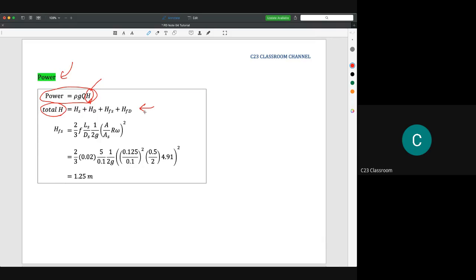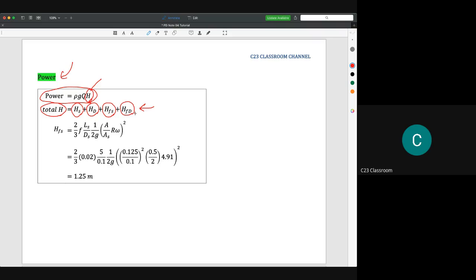Okay, we need to overcome the height of the suction, so we call it the suction head, and the height of the delivery, so we call it the delivery head. And then we need to overcome the friction at suction and also the friction at delivery. Okay, so this also reflects the diagram that we have in our previous lesson.